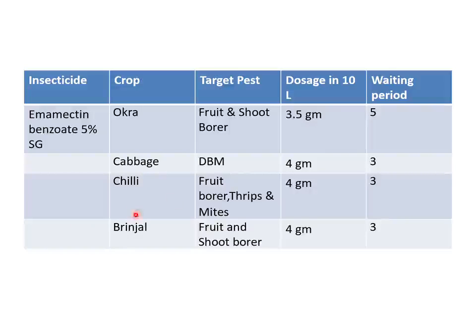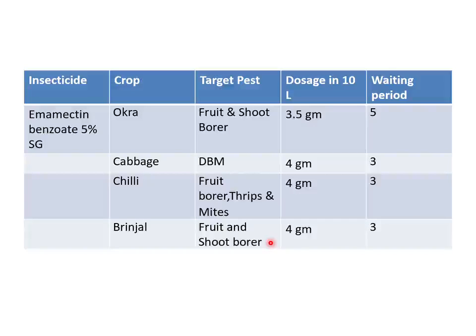You see, it is mainly recommended against lepidopteran pests of okra, cabbage, chili, and brinjal. In chili, it is also recommended for the management of thrips and mite. See the dose; it is almost similar to the dose of spinosad. It is SG formulation, soluble granule formulation. That is why it is 3.5 gram to 4 gram for 10 liter of water. So emamectin benzoate still is a widely used pesticide for the management of lepidopteran pests.